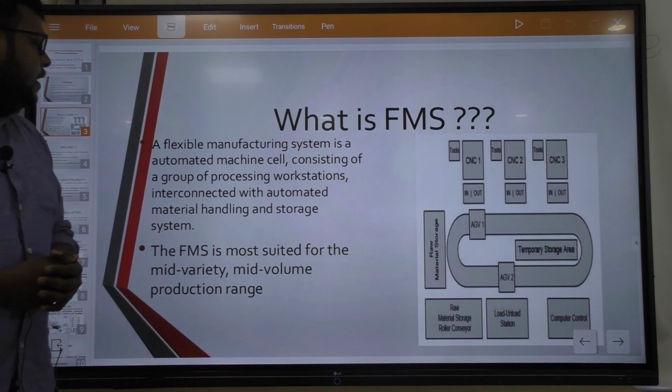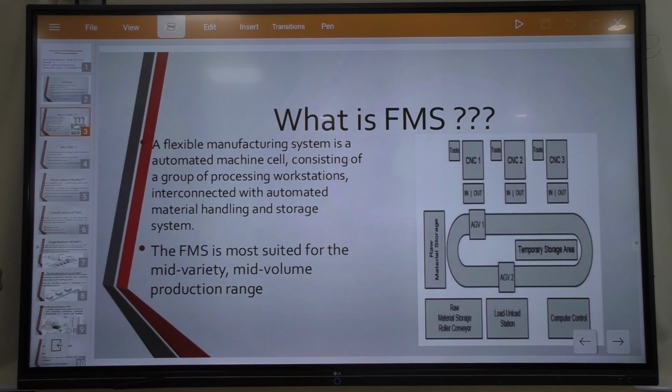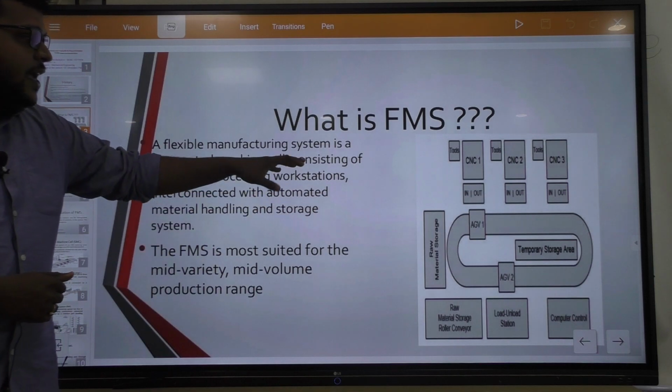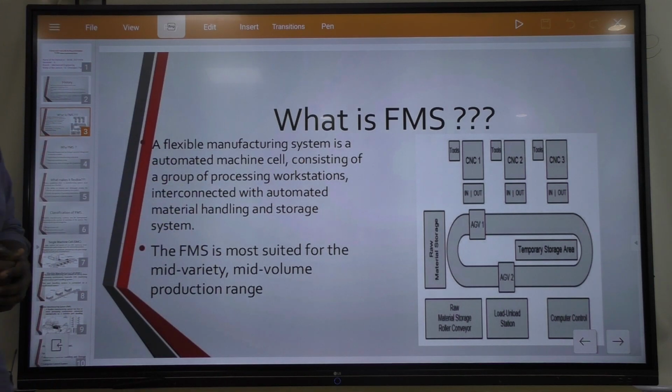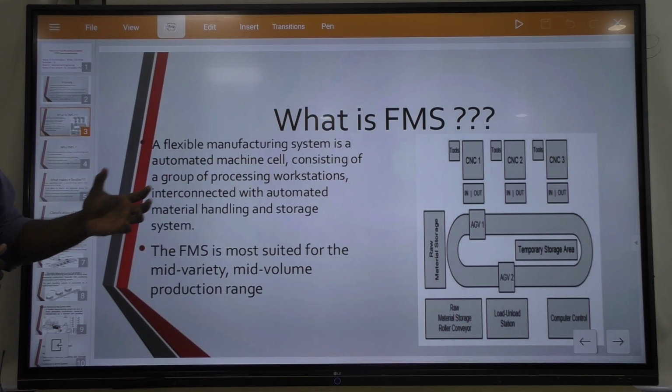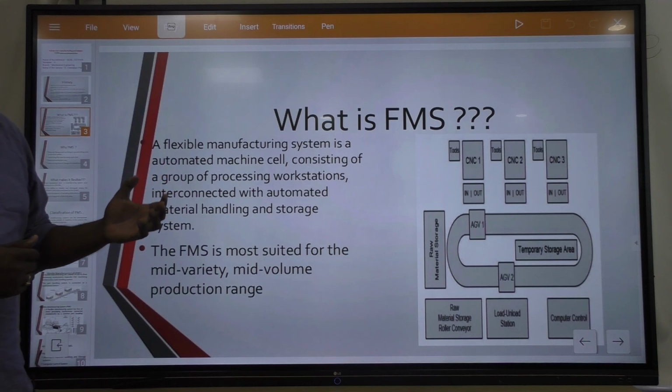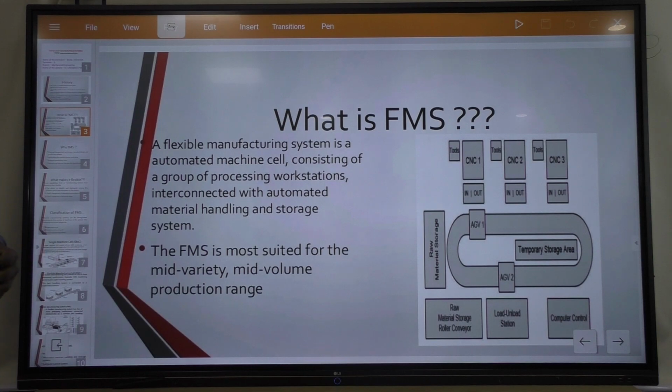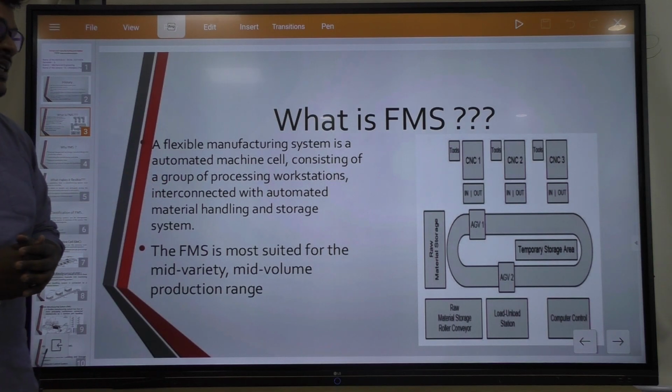So FMS, a flexible manufacturing system, is an automated machine shell consisting of a group of processing workstations interconnected with automated material handling and storage system. So basically in this diagram you can clearly see that there are CNC machines available, and there are some types of machine cells required for handling the jobs, means whatever raw material you have to carry to the machine. By the help of this flexible manufacturing system, you can easily carry it out.